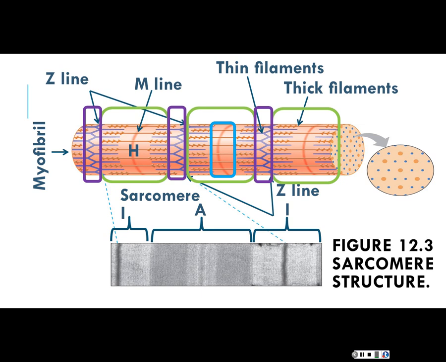I have no idea what the nomenclature is on that. But right in the middle, right here, the H zone, right in the middle of the A band, where it looks slightly less densely packed. It's called the H zone. So that's the middle of the dark band where there are no thin filaments projecting in.